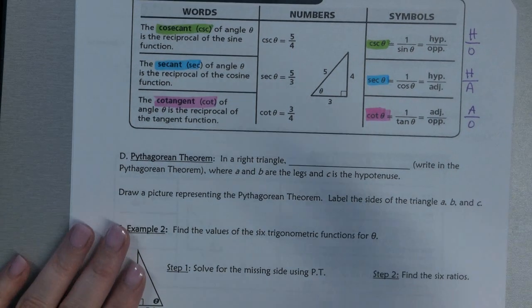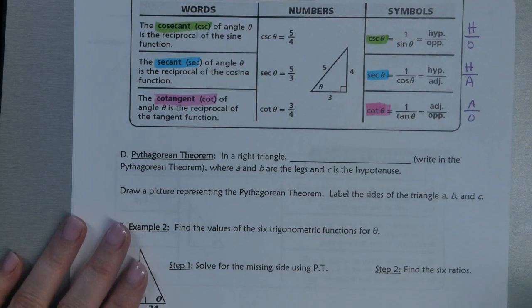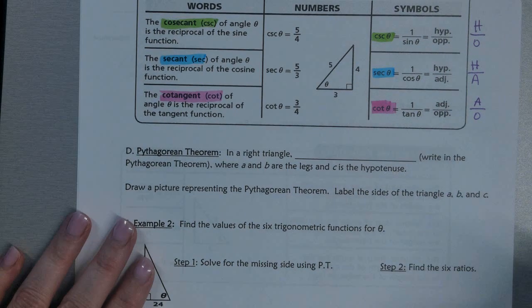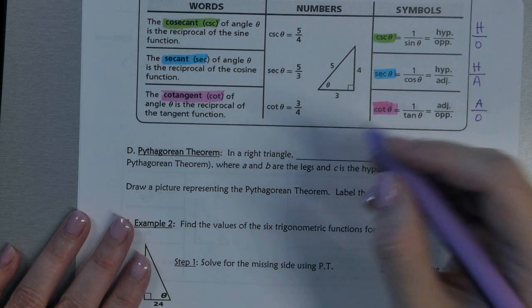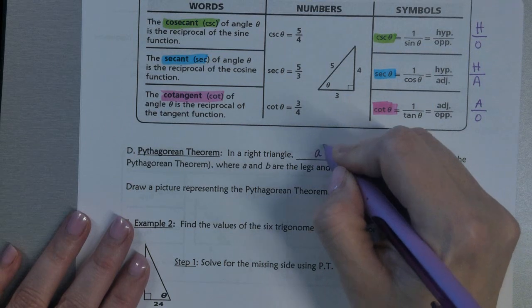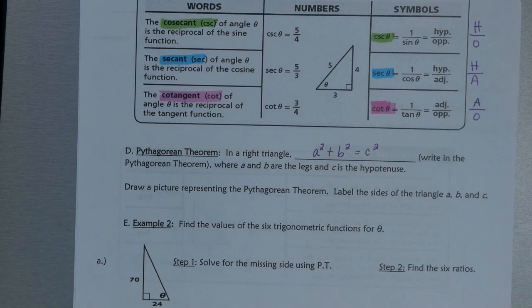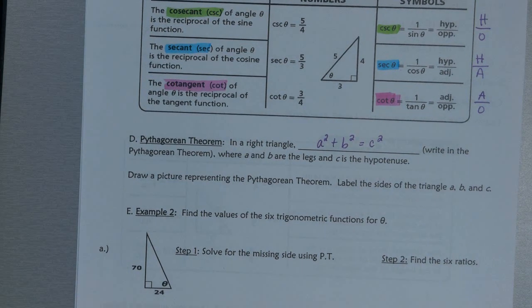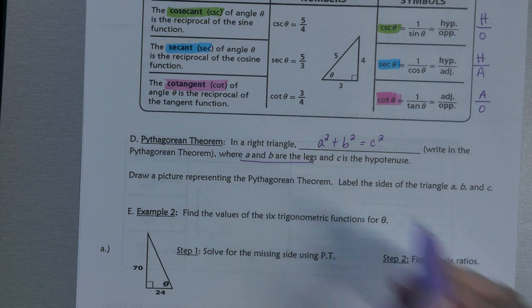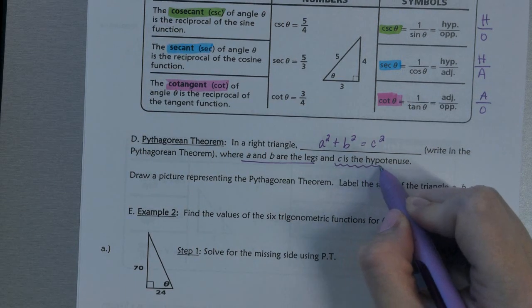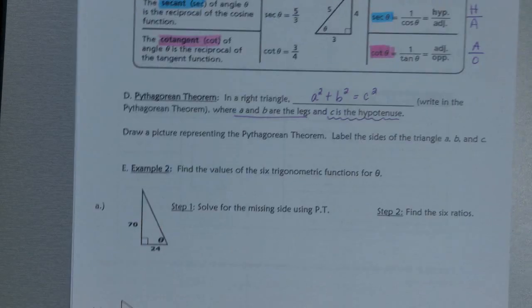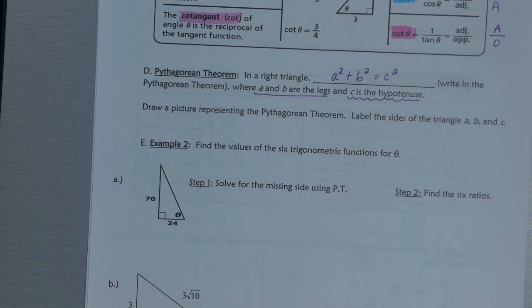So the Pythagorean theorem is something that you guys remember. In a right triangle, what's the Pythagorean theorem? A squared plus B squared equals C squared. Or you could say C squared equals A squared plus B squared. Now, the important thing is we know that A and B are the legs. C is the hypotenuse. A and B are interchangeable because they're both legs.